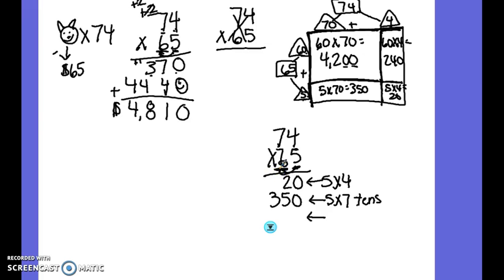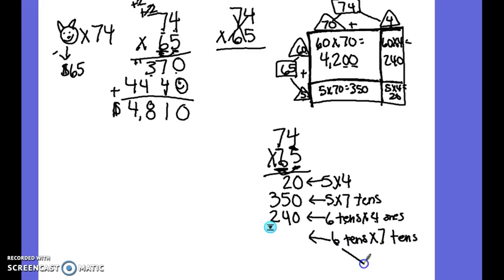So now I'm looking at this 6, and it's in the tens place. So 6 tens times 4 ones. I know 6 times 4 is 24. 10 times 1 is 10. 24 times 10 is 240. And then I have 6 tens times 7, and it's in the tens. I know 6 times 7 is 42, so if you want to show it like this, if you need to, you can. And I know the number 10 times the number 10 is 100. So 42 times 100 is 4,200.